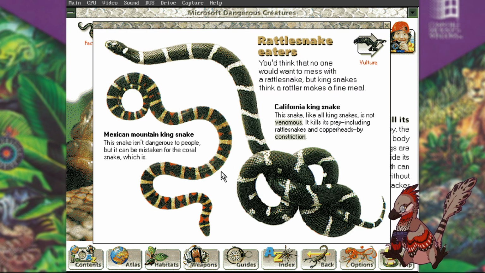Rattlesnake eaters. To each his own. King snakes from Mexico and California find the rattlesnake a tasty meal.